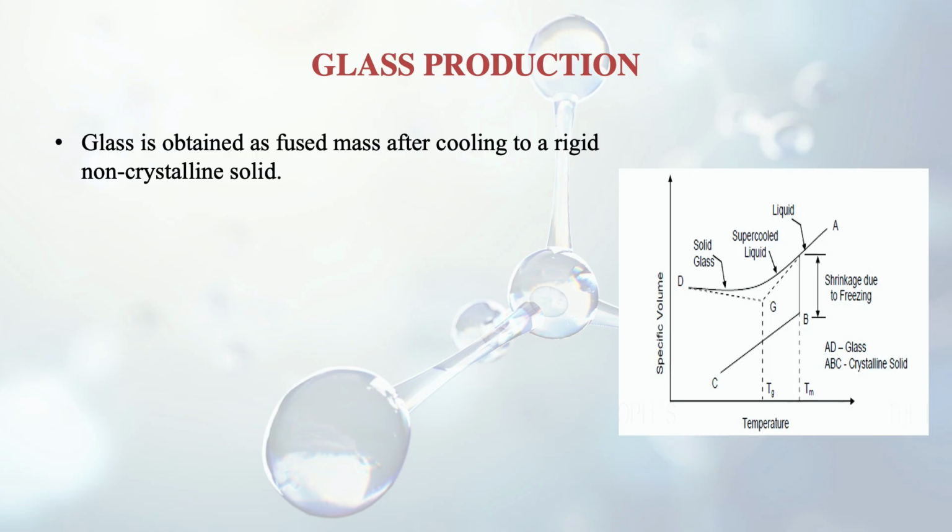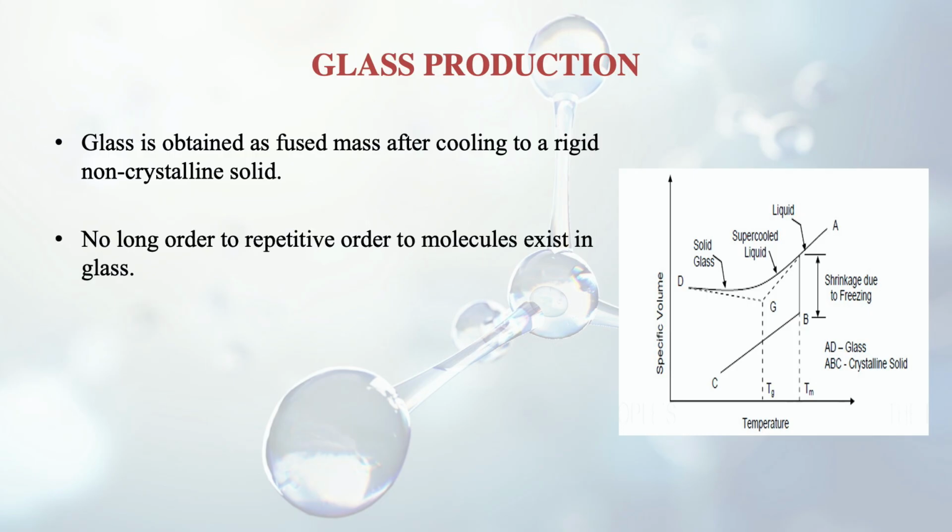Now we will discuss how this glass is produced. Glass is obtained as a fused mass after cooling to a rigid non-crystalline solid. No long range or repetitive order of molecules exists in glass.